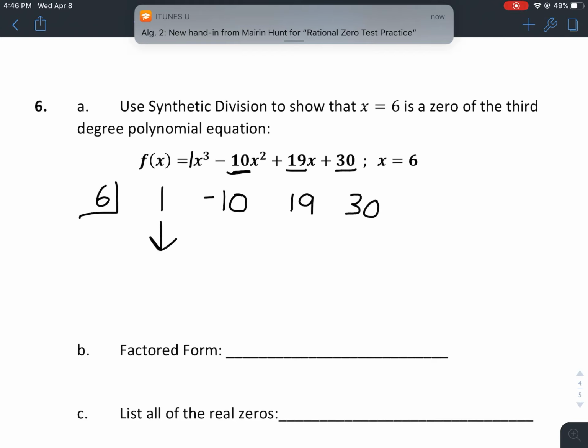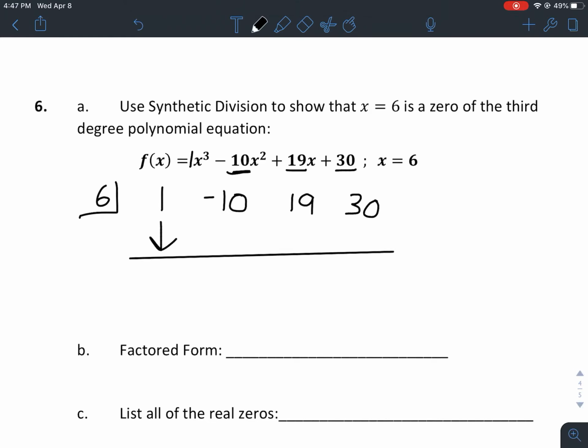After that, what we do is we bring the first number down below the line, which is 1, and then you take 1 and you multiply it by 6. 1 times 6 would be 6. That goes in the next spot, and you always add straight down. -10 plus 6 would be -4, and then I do the pattern again. -4 times 6 would be -24. Add straight down, positive 19 plus -24 would be -5, and then I multiply.